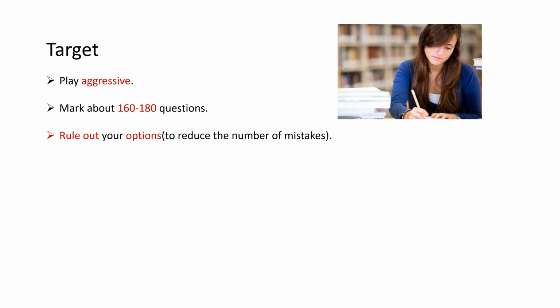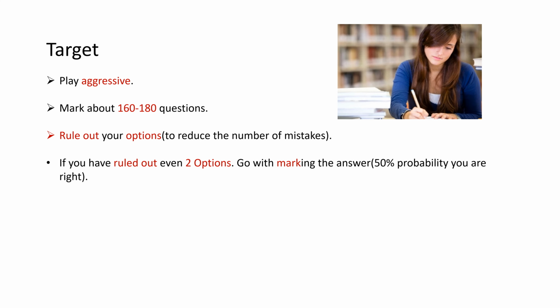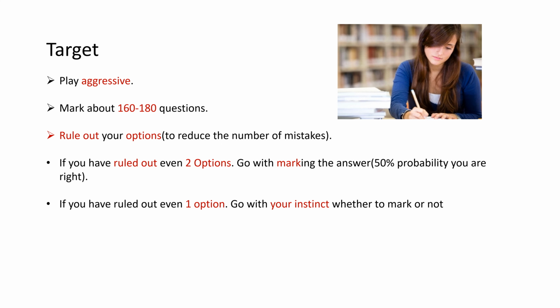Now in general, I would like to tell you what could be the way to do it. If you could rule out at least two of the options, it is always better you mark the answer, because there is a 50% probability that you are right. But if you could rule out only a single option, then it's better to go with your gut. If you feel like your answer is somewhat around the gray area, or you feel like it's probably the right answer, then you should go for it. Otherwise, you don't have to. Ideally, these type of questions are the ones which you should mark for review as well.